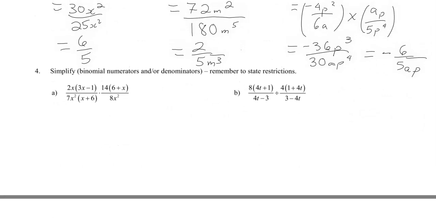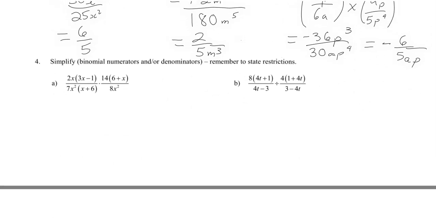Simplify. Okay, we have binomial numerators and denominators. Remember to state restrictions. Now, what's happened in this case is everything's in a factored form, so we just have to look at the factors, right? So step 1, factor, done. Step 2, denominators. Okay, so x squared, so then x cannot equal 0. X plus 6 can't be negative 6. X squared can't be 0. You don't need to state it again. You only need to state them once.